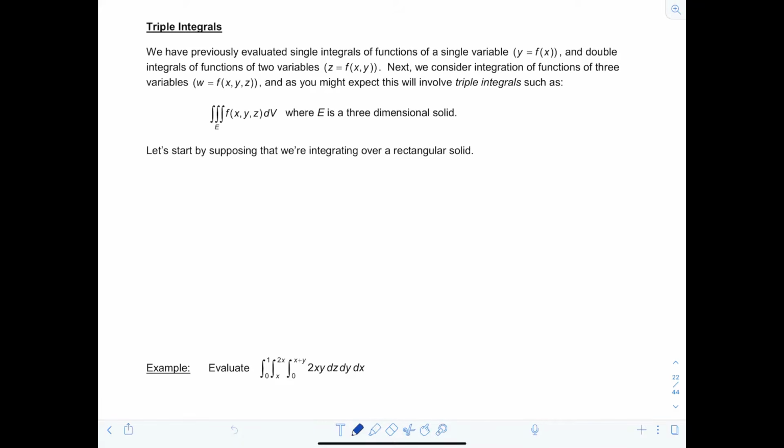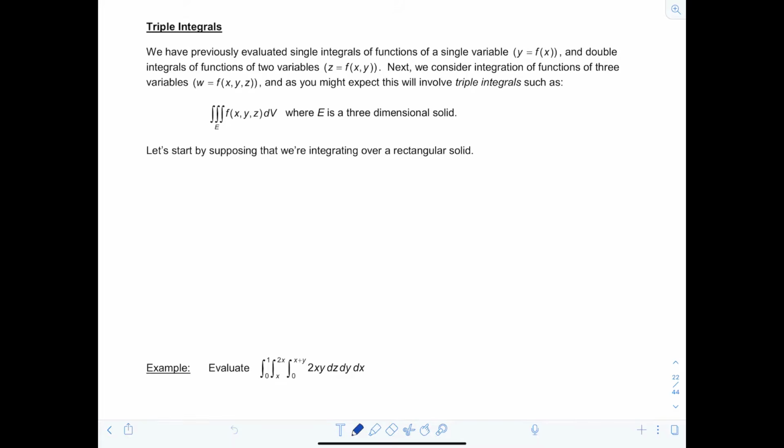This is Calculus 3 lecture video number 23 on triple integrals. Now, we've previously evaluated single integrals of functions of a single variable where we had y equals f of x. And then we took it to the next level and we evaluated double integrals of functions of two variables where z was a function of x and y. So now we want to look at integration of functions of three variables.